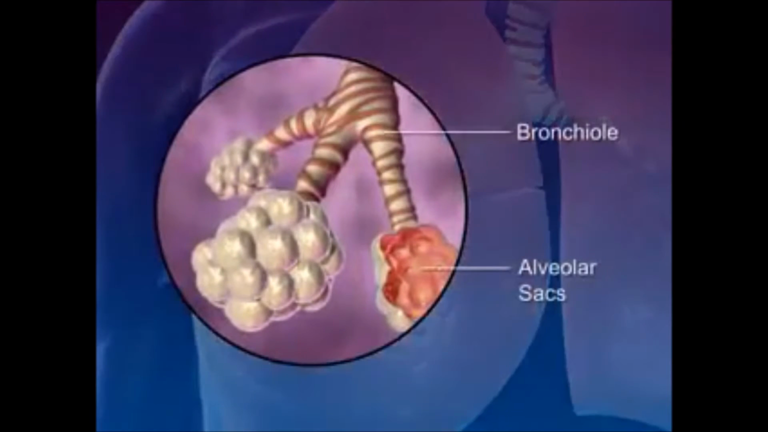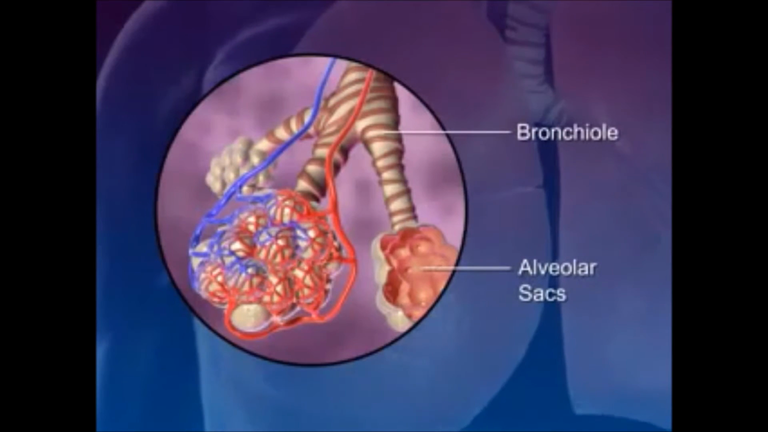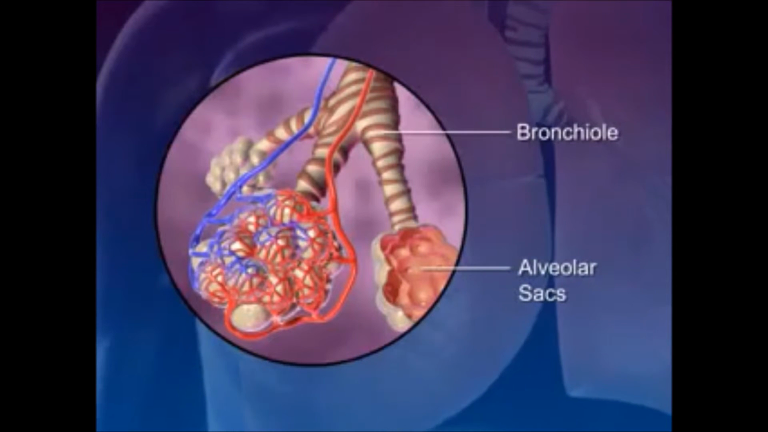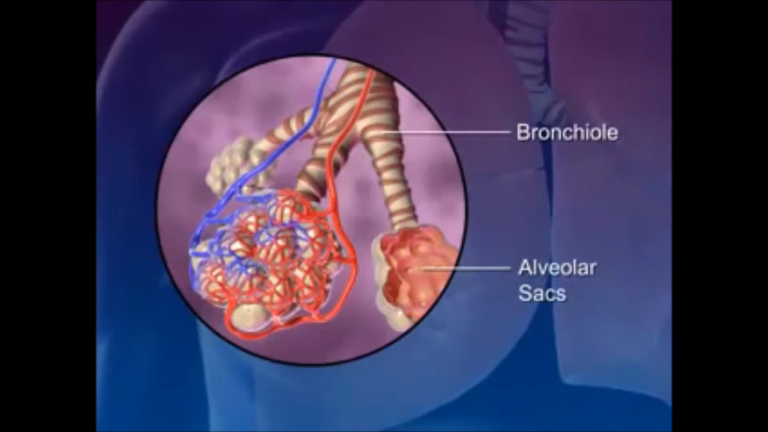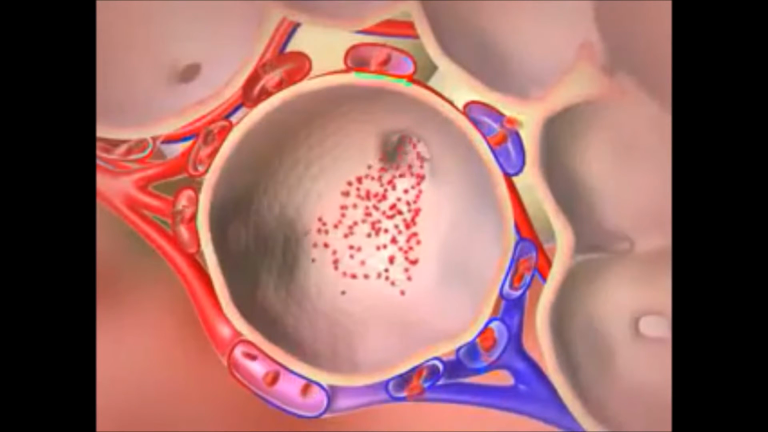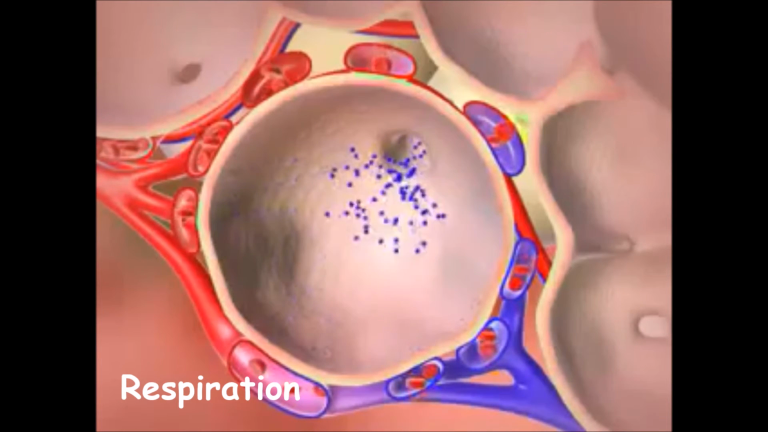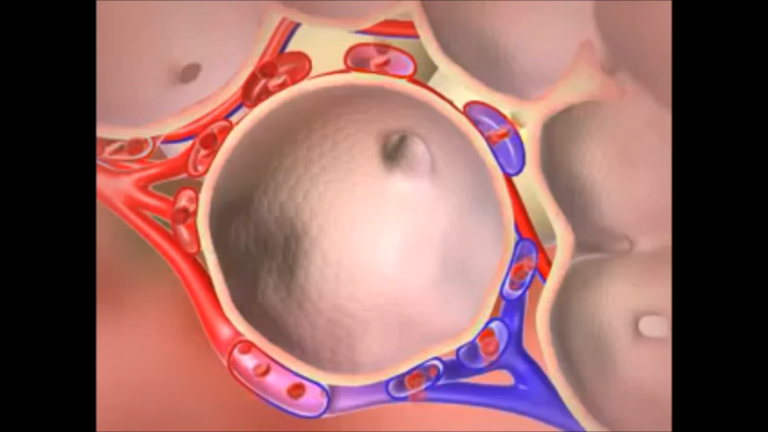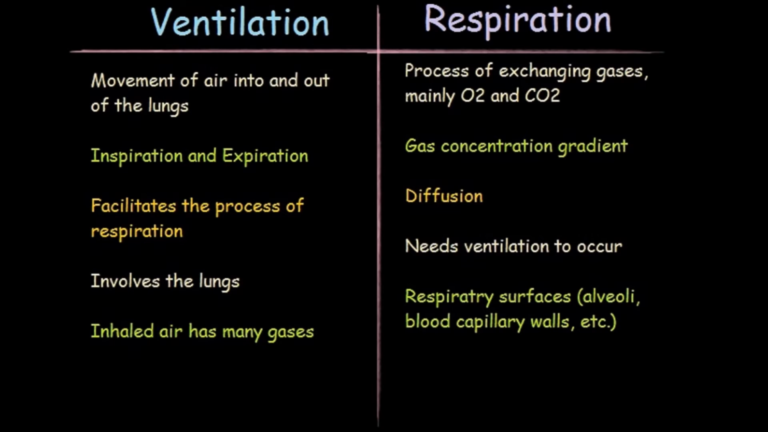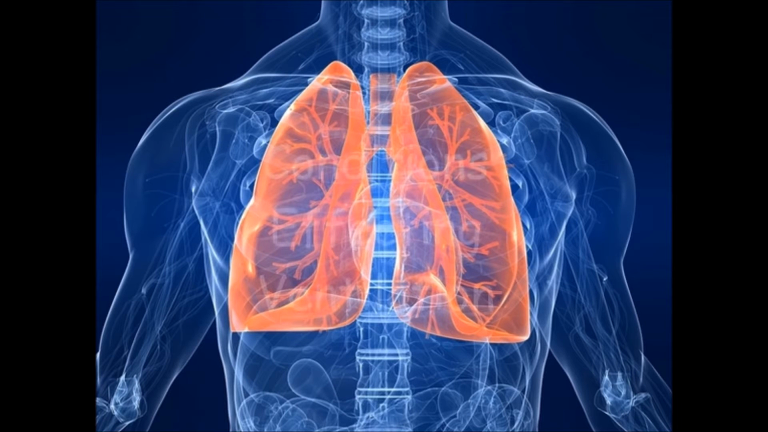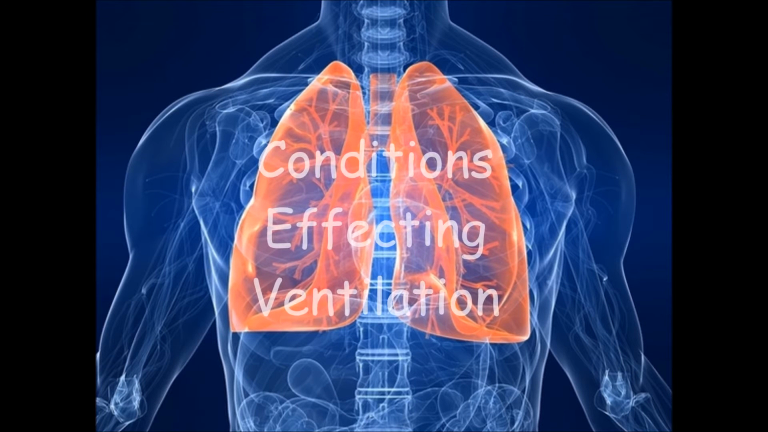Ventilation has a cycle of inspiration and expiration that facilitates the process of respiration. Respiration cannot occur without ventilation. Ventilation involves the lungs and diaphragm, while respiration utilizes the respiratory surfaces such as alveoli and capillary walls. So now that's all cleared up, let's begin with conditions that affect ventilation.